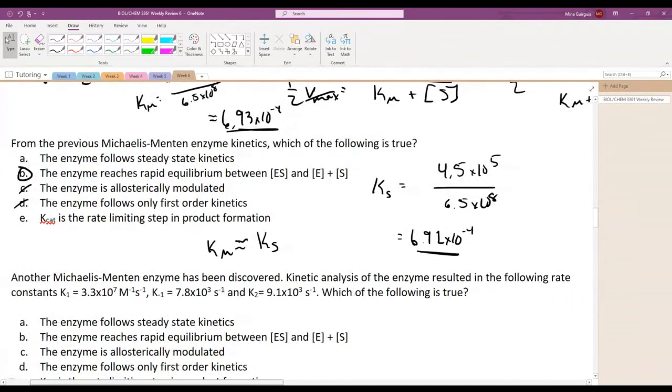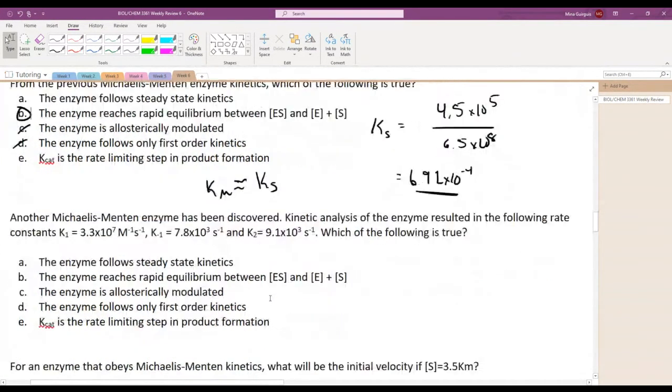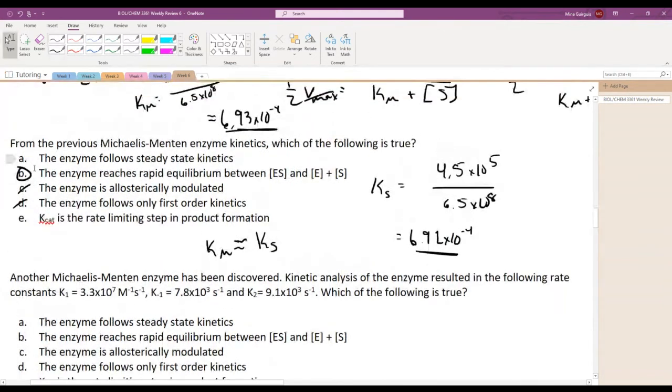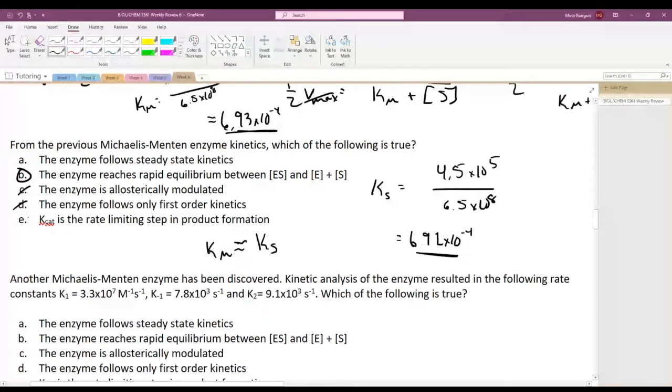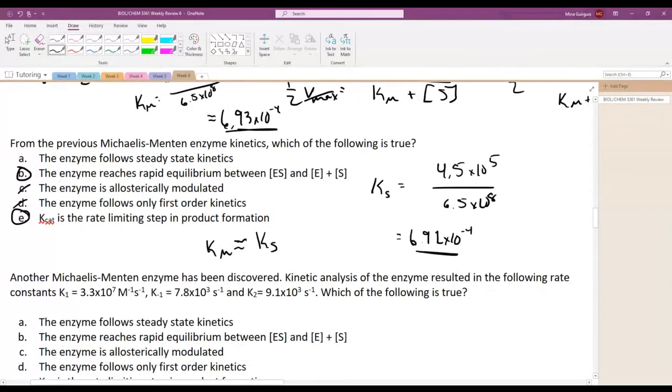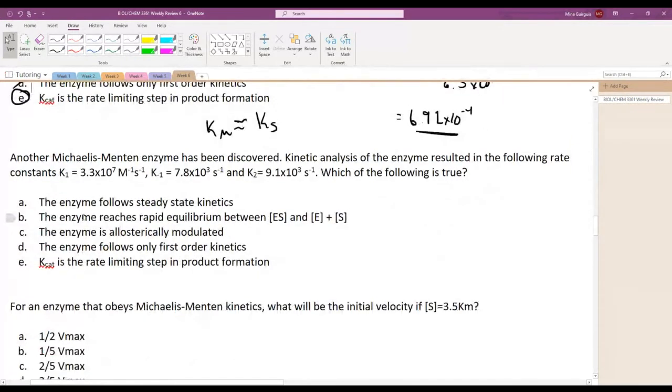So now we have another Michaelis-Menten enzyme that's been discovered, and we get those rate constants. Which of the following is true? For this one, while we could do the math for them, I think that doing this a little bit more conceptually is more valuable. Also, I should mention, yes, E is technically true, but this question was more geared toward A and B. It's just one of those that I like to keep in to make sure that people are paying attention. Forgot to add it though.